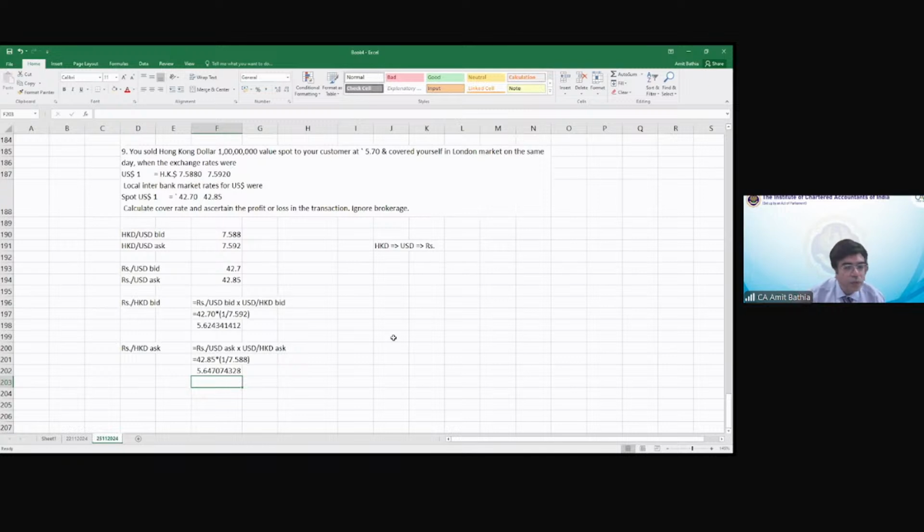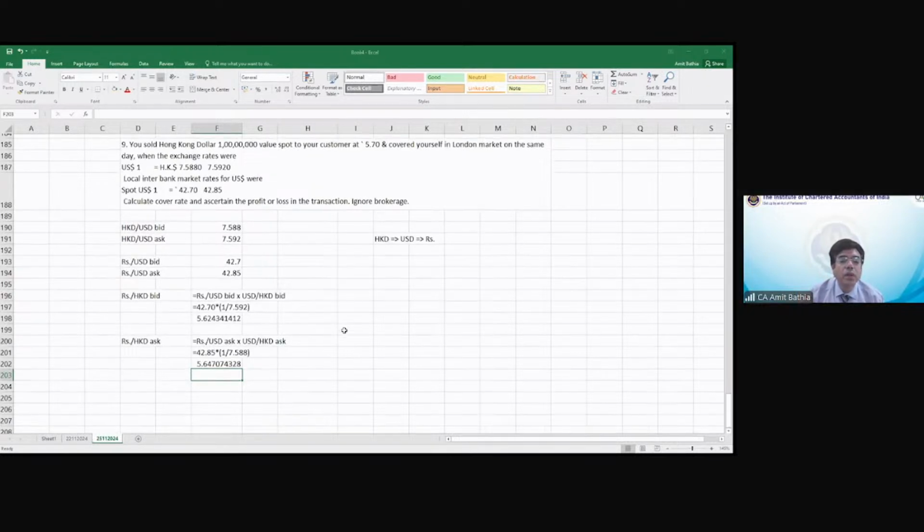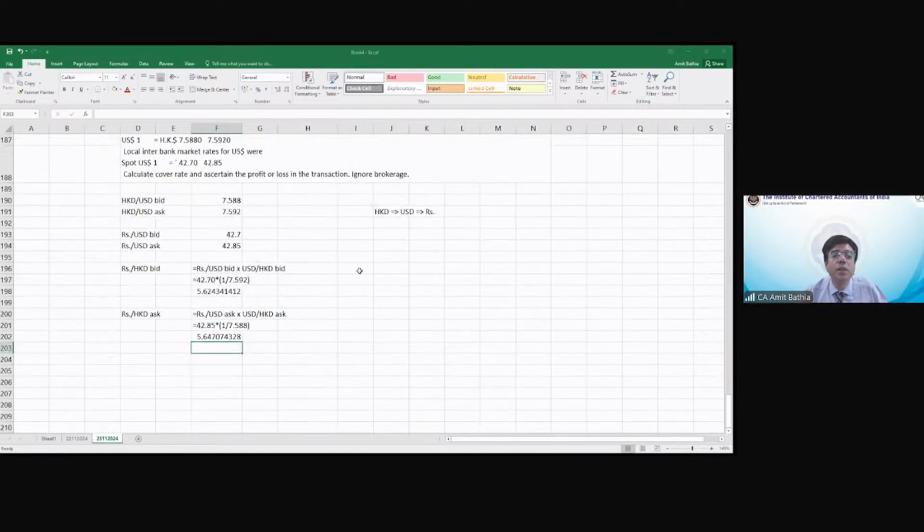Are you all with me now? Yes, sir. So we have calculated the cross rate or the cover rate and ascertained the profit or loss in the transaction. Okay. So how do I go about computing the profit or loss? I'll compute the profit or loss over here.